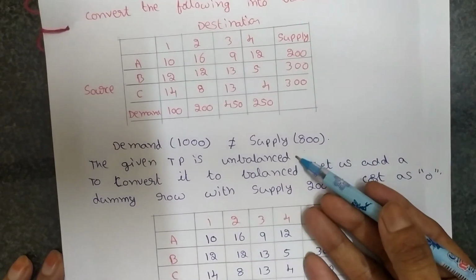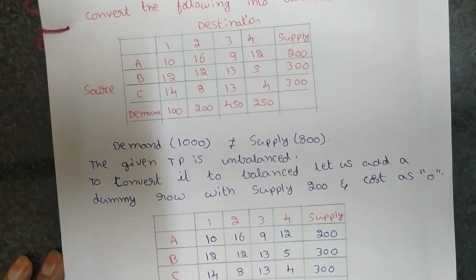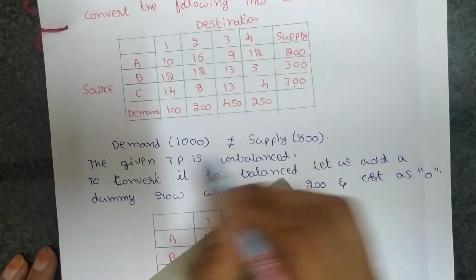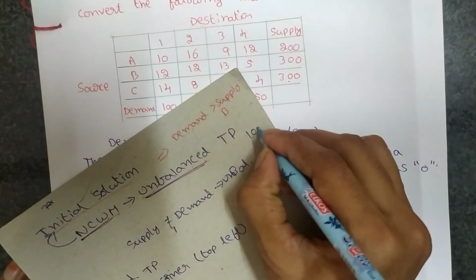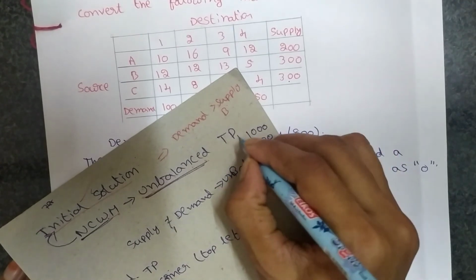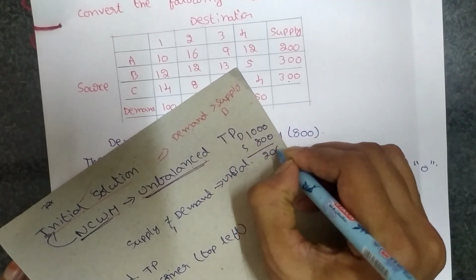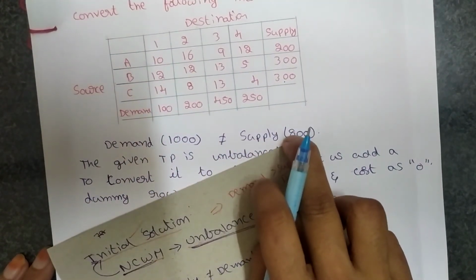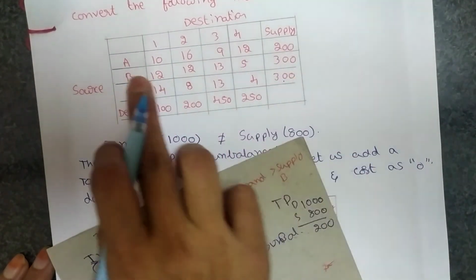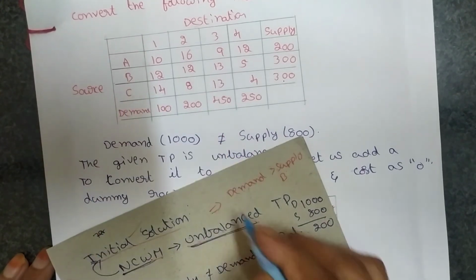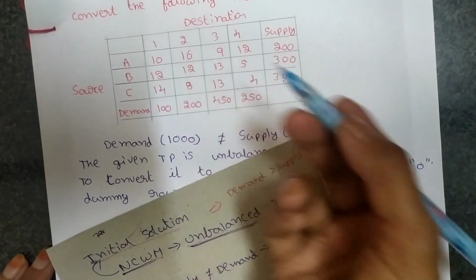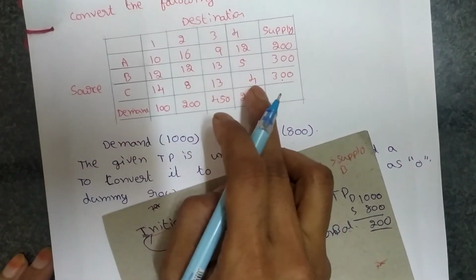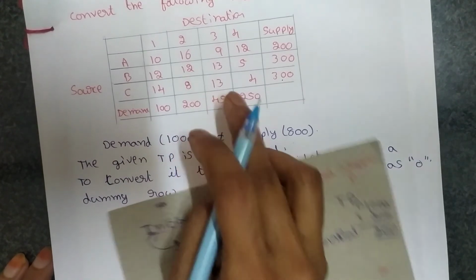Now how will we convert this to a balanced one? Where we have the shortage, what is the defect amount? Here we calculate 1000 minus 800. Demand is 1000, supply is 800, so the defect amount is 200. Where do we have the defect? This defect is in the supply, which represents the supply sources. So we'll introduce one more source with supply 200, and the cost of all the cells in that row will be 0.